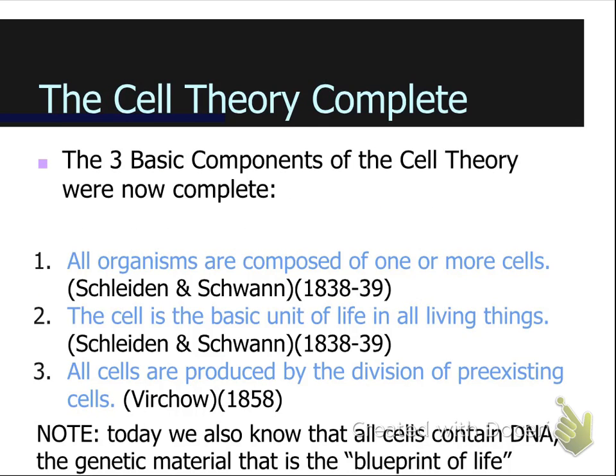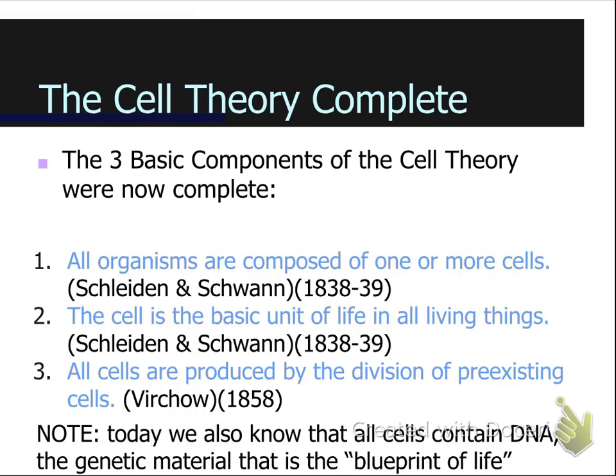Now, what does the complete cell theory look like? Well, there are three basic components that we want to know and understand when it comes to the cell theory. The first is that all organisms are composed of one or more cells. The second is that cells are the basic unit of life of all living things. And the third is that all cells are produced by the division of pre-existing cells. You may look at this and go, there's nothing groundbreaking or shattering here. However, looking at the dates in the mid-1800s, this was groundbreaking and earth-rattling.